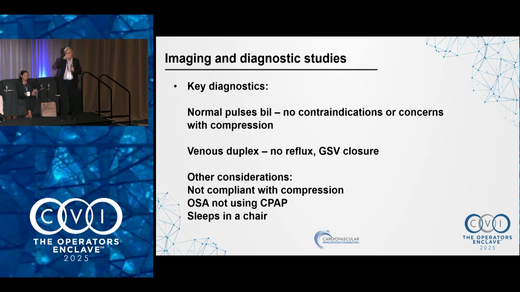So what are our key diagnostics in this setting? Well, he has normal pulses bilaterally, so I don't have any contraindications or concerns with applying good, solid compression to him. He's had a venous duplex, there's no reflux, he's had a successful venous closure. Our other considerations are that he's not compliant with his compression, he's not compliant with his CPAP, and above and beyond all else, he sleeps in a chair.